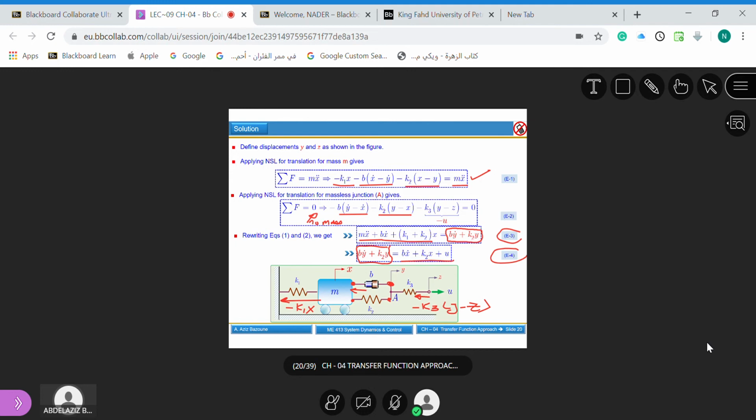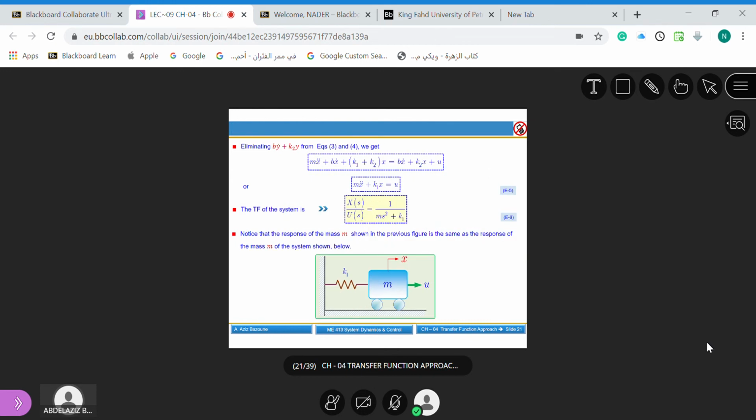If we equate this equation to this equation and we simplify, we will have m x double dot. K2 x will simplify with K2 x here. So plus K1 x will be equal to what, Shabab? Will be equal to u. And now, m x double dot plus K1 x is equal to u. The next slide will be simply this one, as you can see.